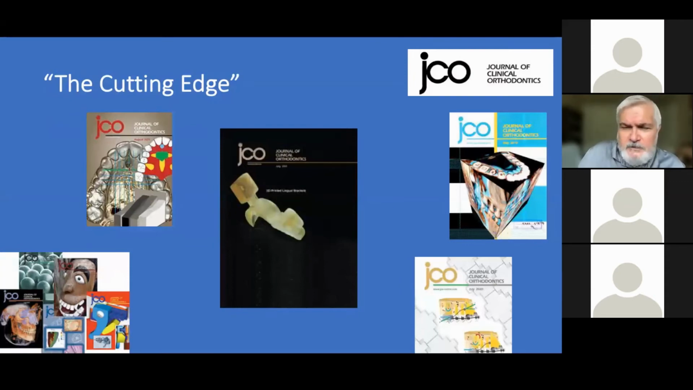Our whole point of the cutting edge is that we try to bring to the profession clinical developments as soon as possible, as soon as they're deemed safe after preliminary research, to introduce these to practicing orthodontists, who in turn can implement them and deliver higher quality, more efficient care to their patients.